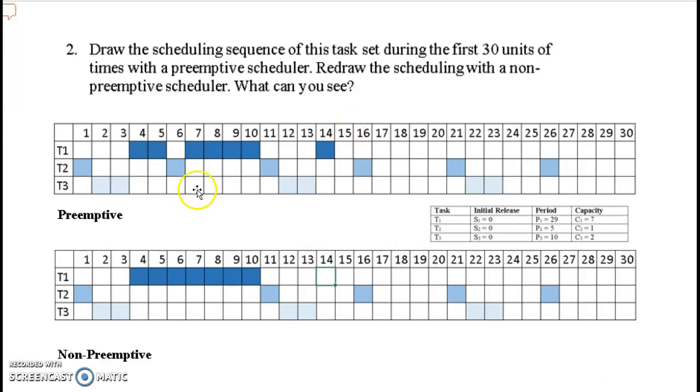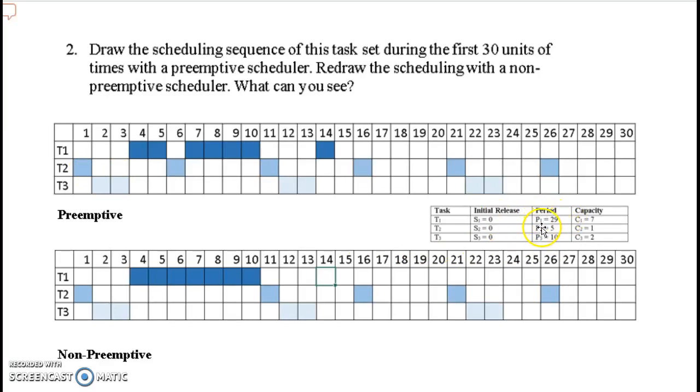Okay, so as you can see here, this is the previous given question with the parameters. I'm going to give an explanation about preemptive. At first we need to check the period. The lower the period, the higher the priority. So for here, T2 has the highest priority, then T3, and lastly T1.